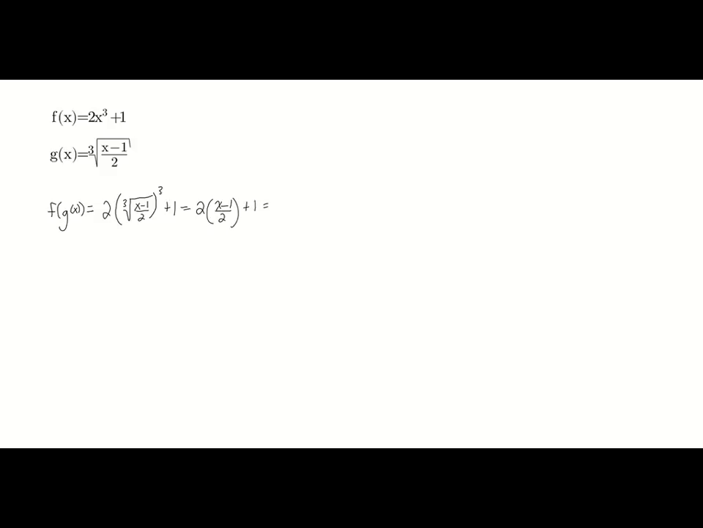Now the 2's will cancel each other out, since one of the 2's is in the numerator and the other 2 is in the denominator of the fraction. This leaves us with x subtract 1 plus 1, and that leaves us, of course, with x. So far so good. But in order for these functions to be inverses of each other, we also need to check g of f of x.